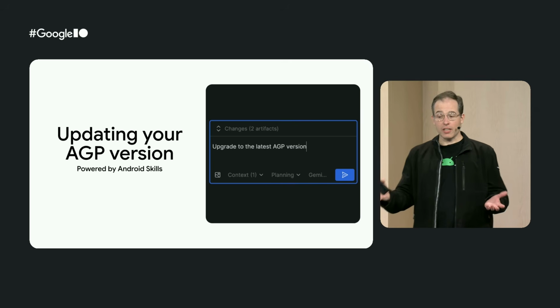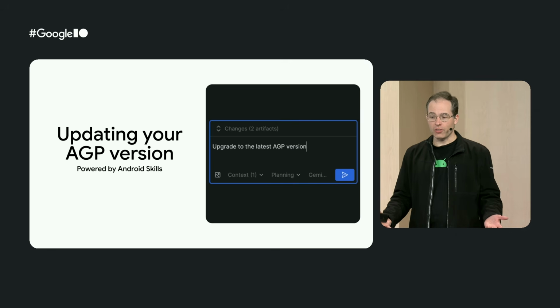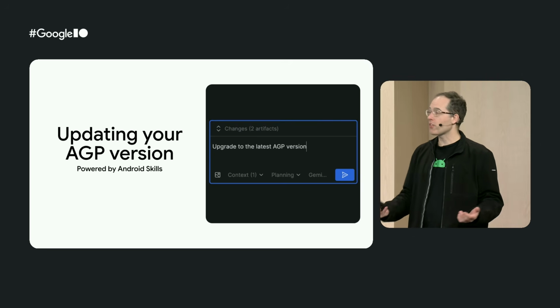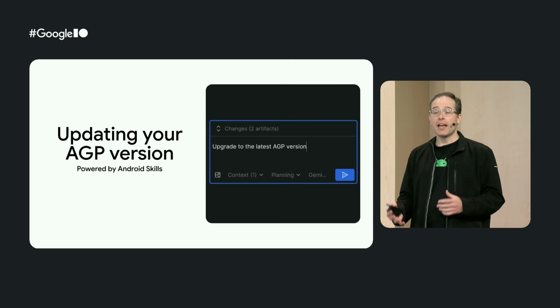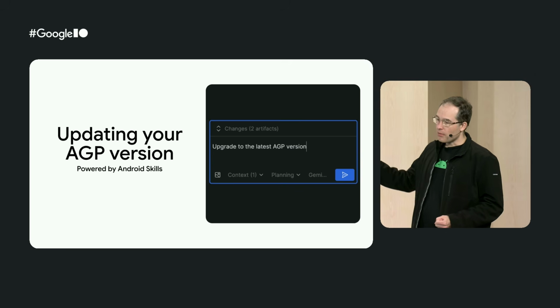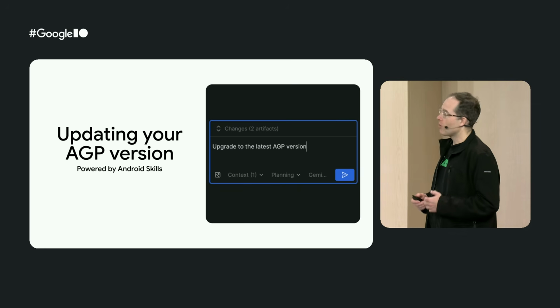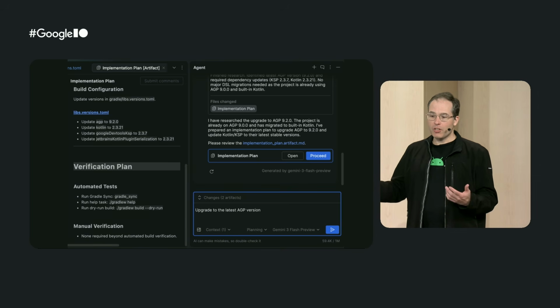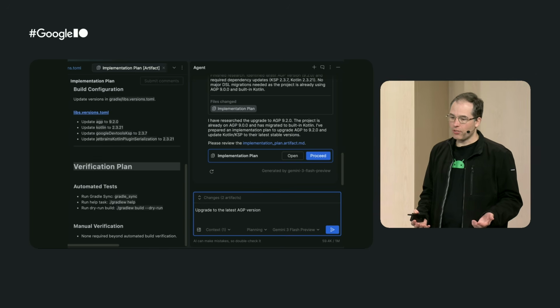To take advantage of this, we leverage a new feature called Android Skills. For supported workflows like this one, all we need to do is ask agent mode for help updating our AGP version, and the skill is invoked automatically. We'll also enable planning mode here, and as before, Gemini in Android Studio takes some extra time to think about the project and comes up with its recommendations and next steps.